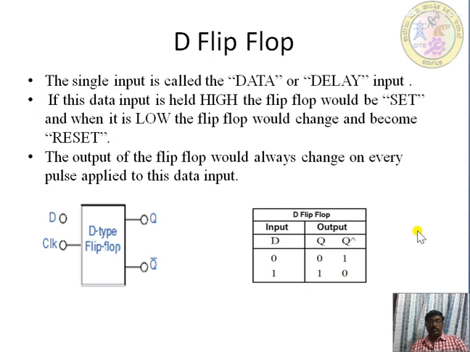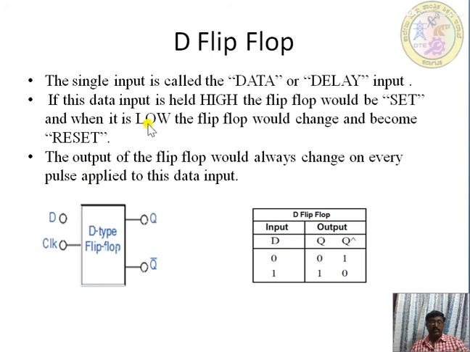Now, the next flip-flop is the D flip-flop. D flip-flop means only one input. The single input is called the data or the delay input. Whatever the input is, the same will be the output. If this data input is held high, the flip-flop will be set, and when it is low, the output resets. That is, when D is equal to 1, the flip-flop is set. If D is equal to 0, the flip-flop is reset. The output of the flip-flop would always change on every impulse applied to it.